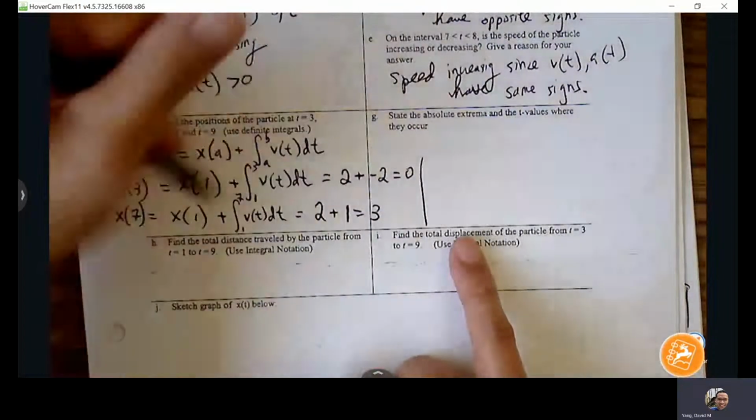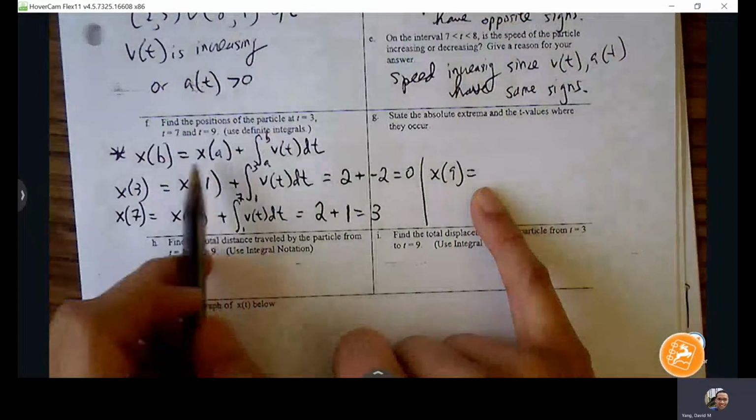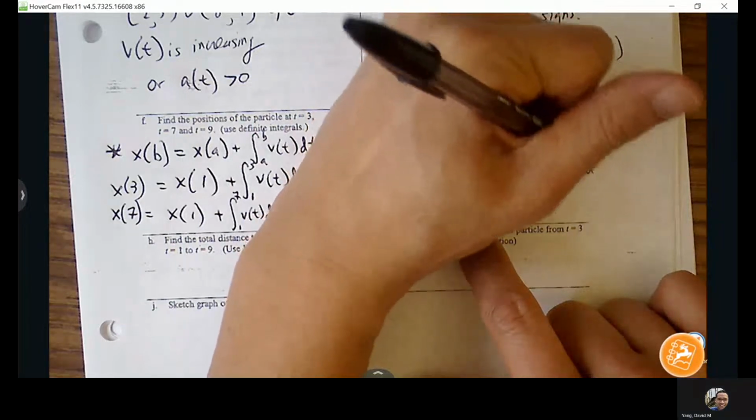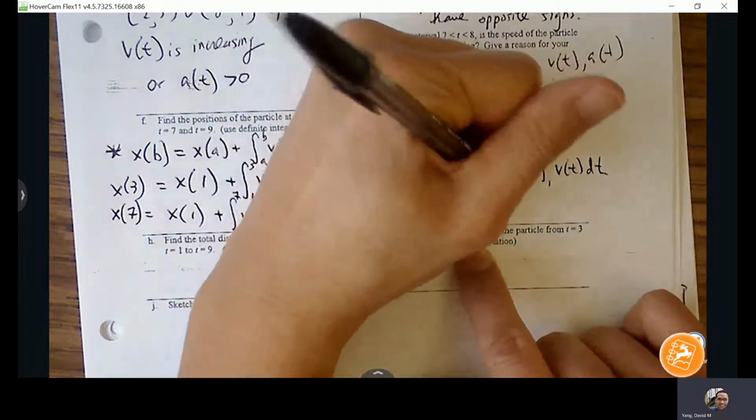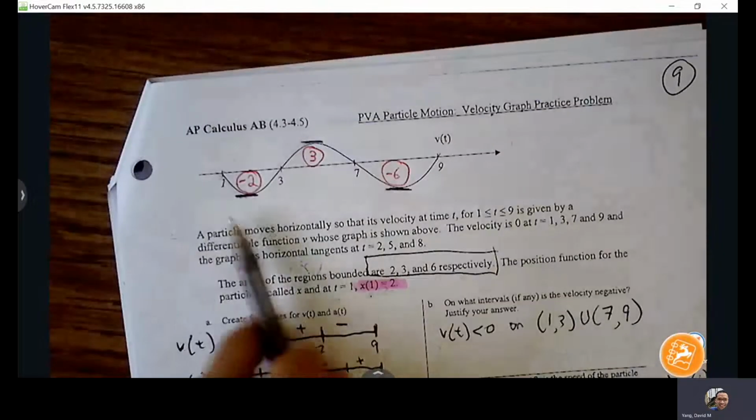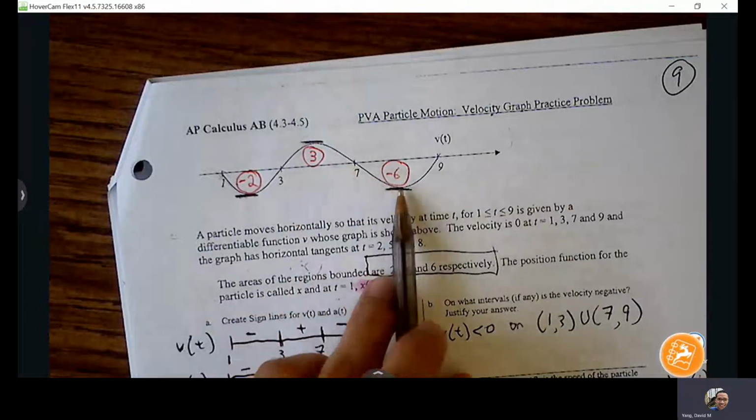Okay, x of 9 would be, again, use your starting location and then build off of that. Okay, so between 1 and 9, so we'll go backwards 2 units, forward 3 units, backwards 6 units. So that's going to be -5.